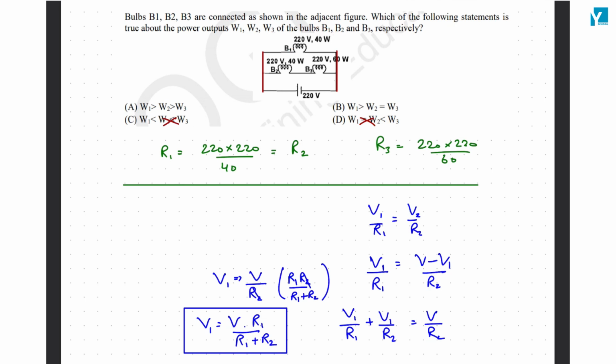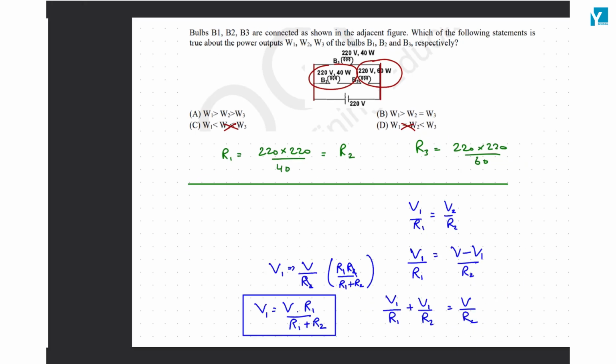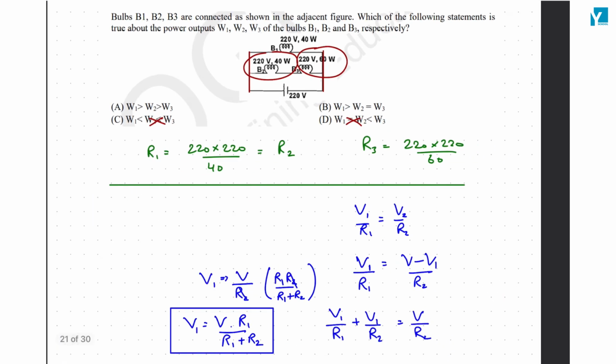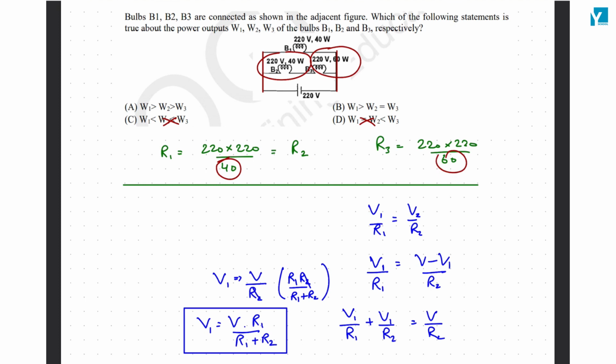And then when we compare these two, let's just talk about the resistances. So the resistance is obviously inversely proportional to your power consumption. So R1 is greater than R3, my bad.